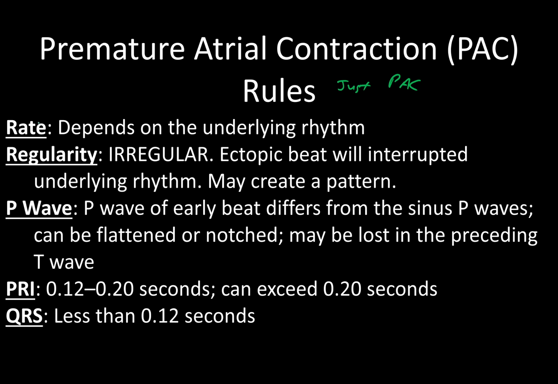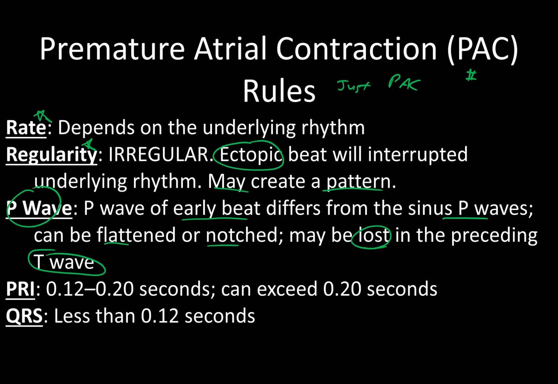So your rate really just depends on the underlying rhythm. Regularity: well, that patient's rhythm is going to become irregular because you've added an ectopic beat that's interrupted it. Now it may create a pattern, that can happen sometimes; it just depends on how many of these come through. For the PAC itself, the P wave is actually really important because that early beat may differ from the sinus P waves. It can be flattened, it can be notched, it could even be lost in the preceding T wave. All important things to keep track of.